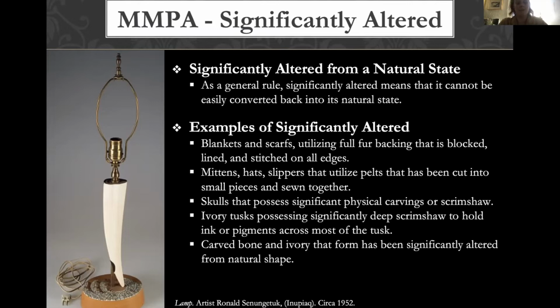Now, this piece over on the side here was done by Ron Senungetuk, a Iñupiaq carver. And what's really nice is it's this beautiful lamp, and you can see the traditional ivory form there. It's not altered from its natural shape. The key thing here is it was done in 1952, before the Marine Mammal Protection Act.